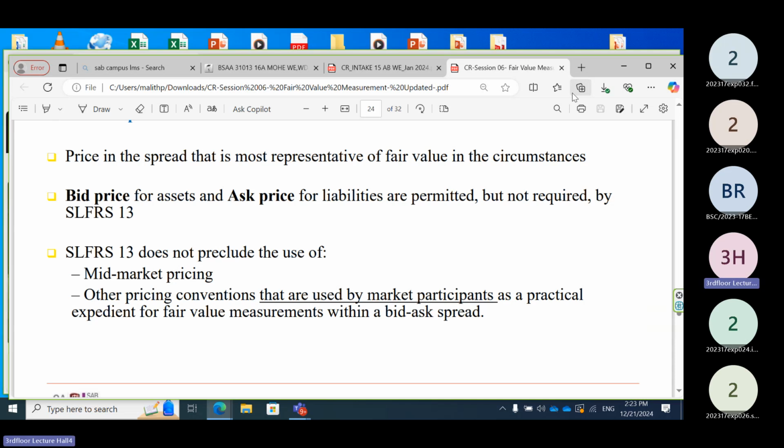And then IFRS 13 says clearly, don't use a mid-market price. Some of the guidance says you can use a kind of average price, ask versus bid, adding and dividing by 2. It is prohibited by the standard. You have to use the exact price based on the asset or liability. Right?